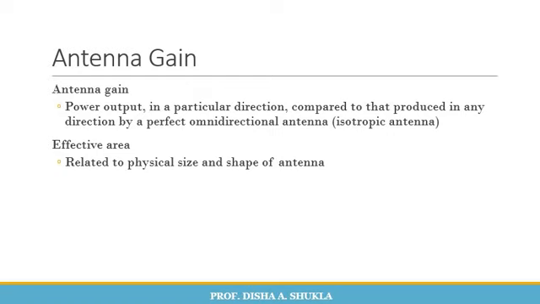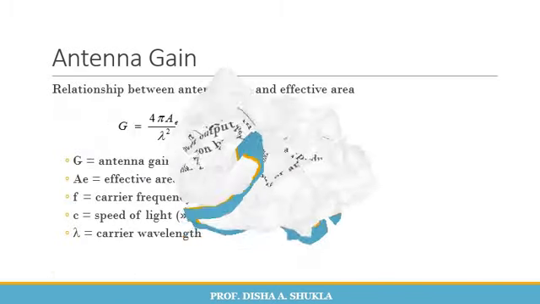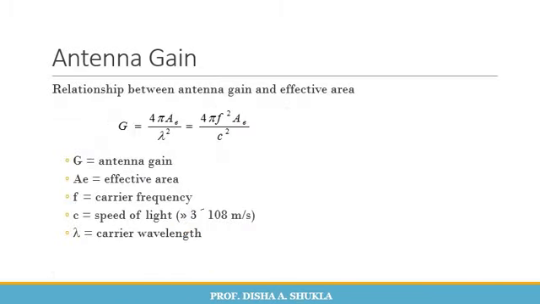And what is the effective area? Related to the physical size and shape of the antenna, the effective area of a particular antenna can be defined. What is antenna gain and how is it related to the effective area? Say here the antenna gain is G and is equal to 4 pi Ae upon lambda square, that is equal to 4 pi f square upon c square into Ae, since lambda is the speed divided by frequency, so that becomes f square upon c square, where G is your antenna gain, Ae is your effective area, f is the carrier frequency, c is the speed of light, and lambda is the carrier wavelength.